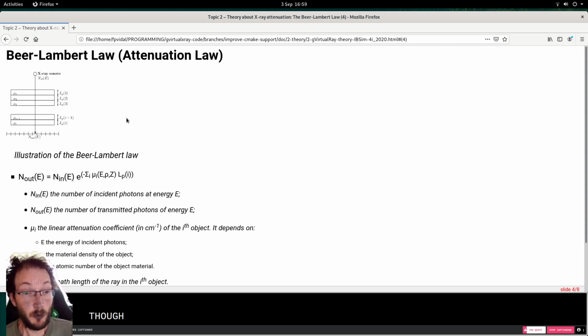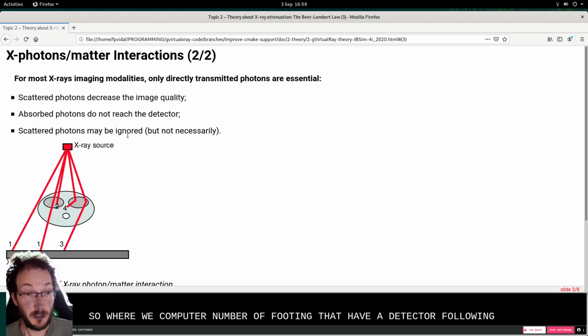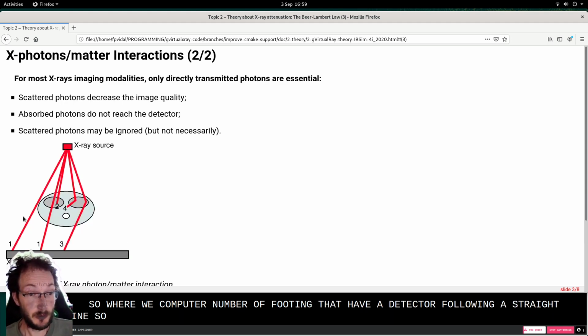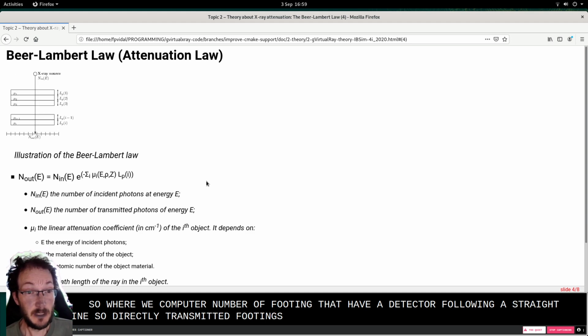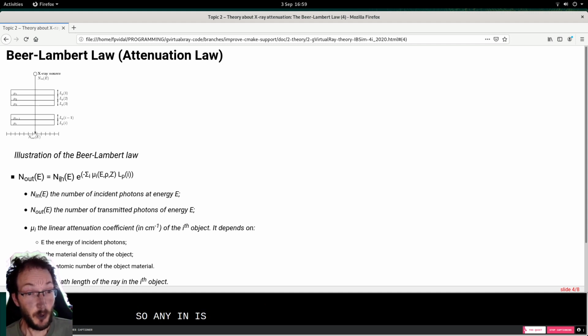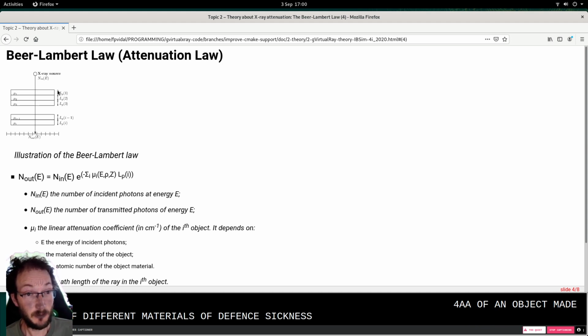The number of photons that have reached a detector following a straight line, so directly transmitted photons, is computed using the Beer-Lambert Law. So N in is the number of photons at a given energy. Here we have an object made of different materials of different thickness. That's the L_P for the thickness.